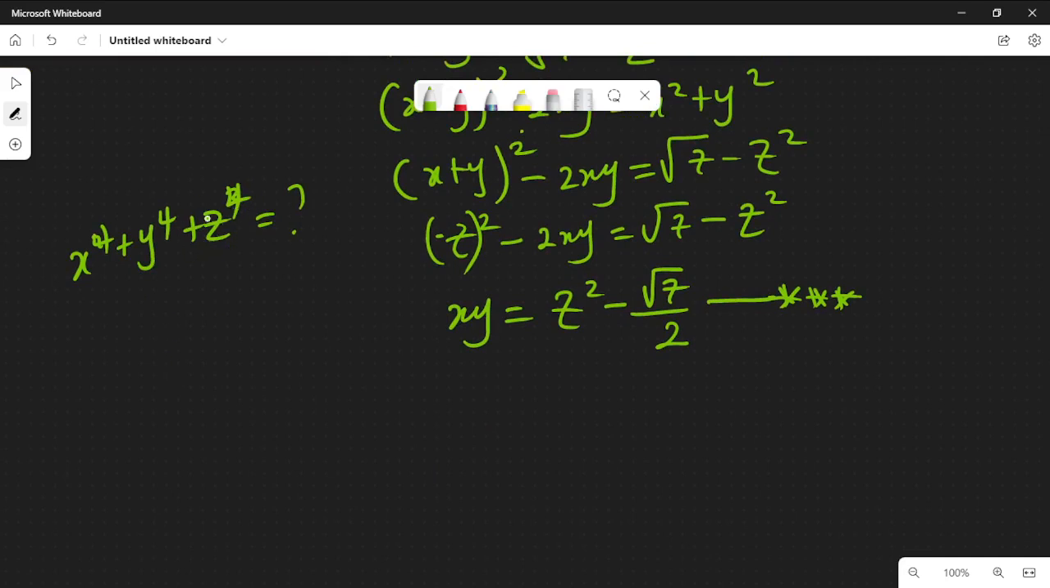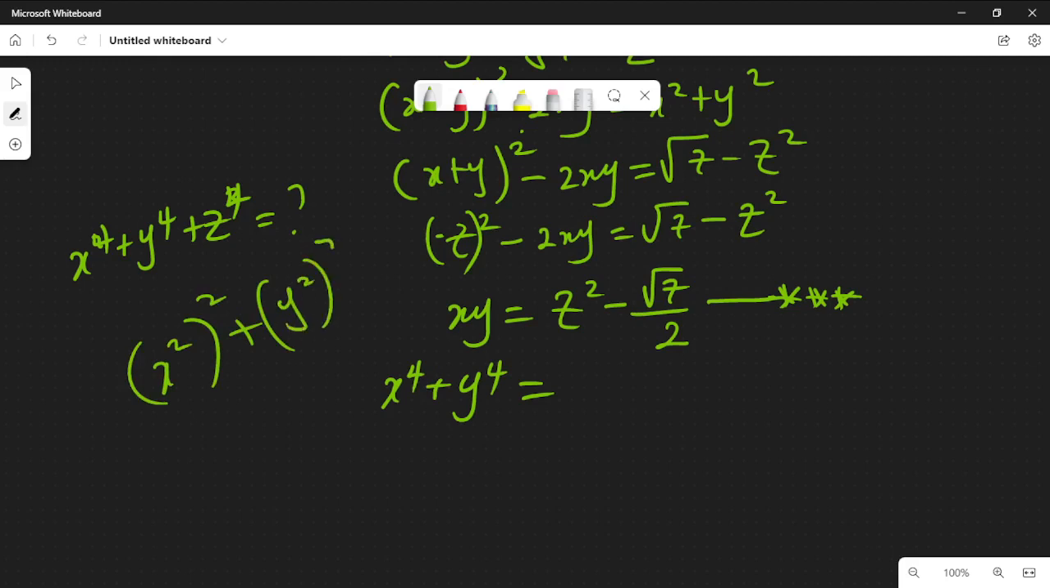And why am I going to forget about the z right now? It is because I already expressed x and y in terms of z. So if I can bring out x to the power of 4 plus y to the power of 4, since this is expressed in terms of z, then I can work with it, and you're going to see what we are going to end up with. So let's go on. Remember, x to the power of 4 can be written as x squared all squared, plus y to the power of 4 can also be written as y squared all squared.